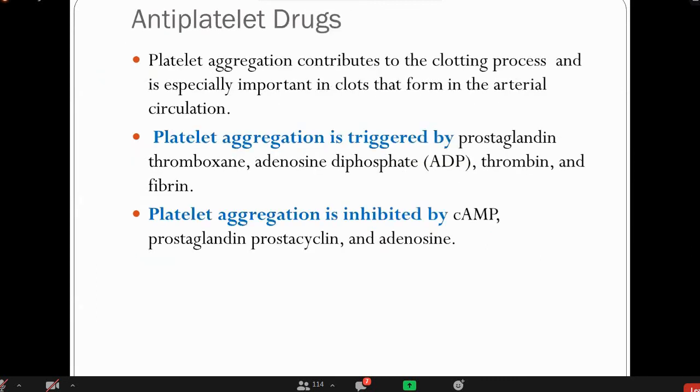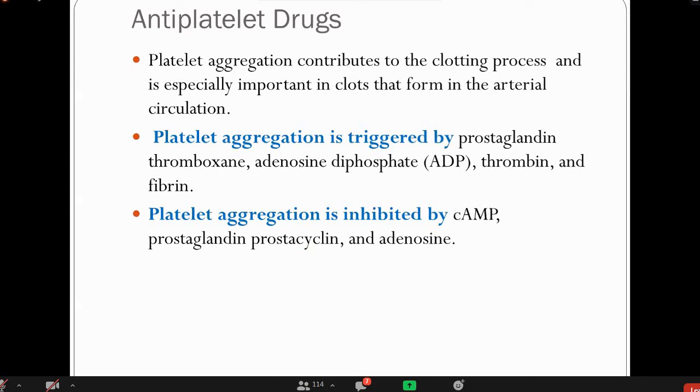Now the antiplatelet drugs. Platelet aggregation. This point we have already discussed. Platelet aggregation is the first step towards the formation of a clot. So platelet aggregation contributes to the clotting process and is especially important in clots that form in the arterial circulation. And antiplatelet drugs are highly effective against arterial clots rather than venous clots, right?